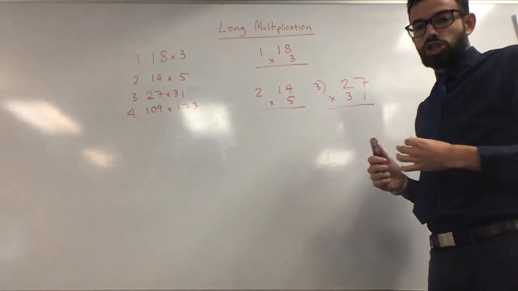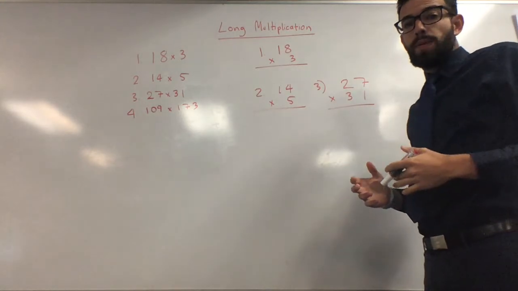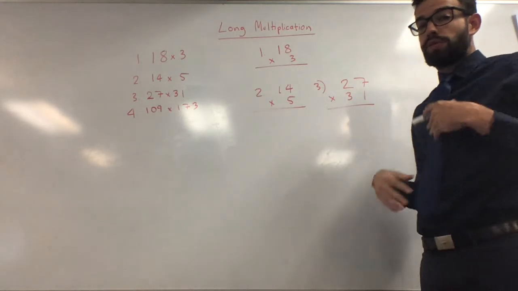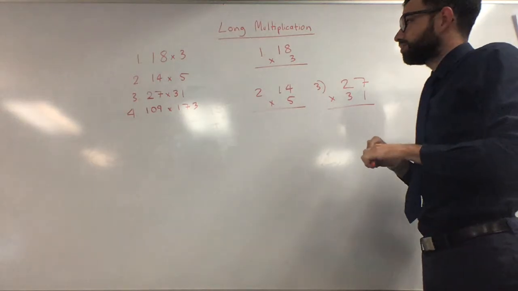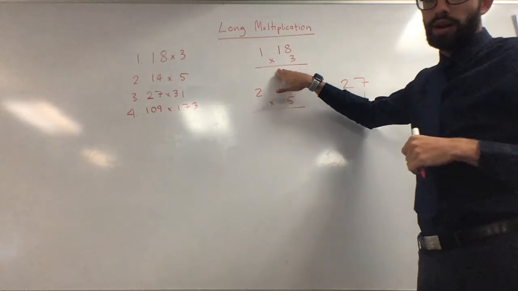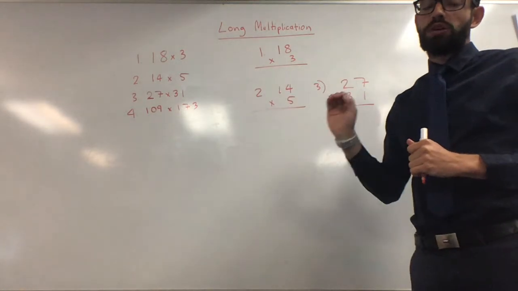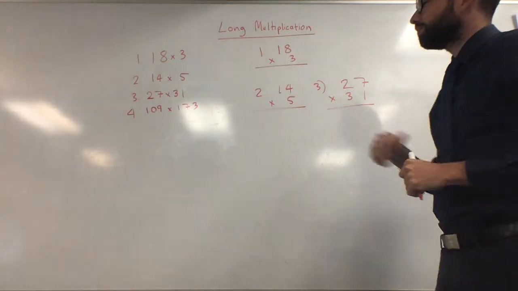So long multiplication is an extension of what we've already been looking at with addition and subtraction, but now we're doing a different operation and we've got some different things that we need to keep in mind. So if we look at our first question, 18 times 3. So this is how we put it in an algorithm. Again, lining up via place value columns. Super important. Your place value knowledge is going to be key over the next little while.